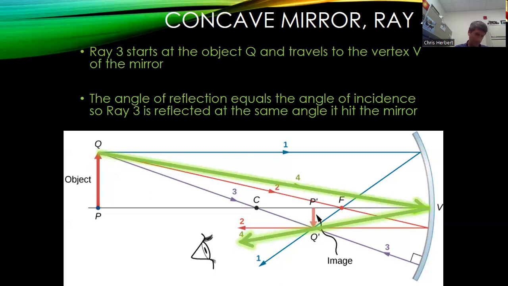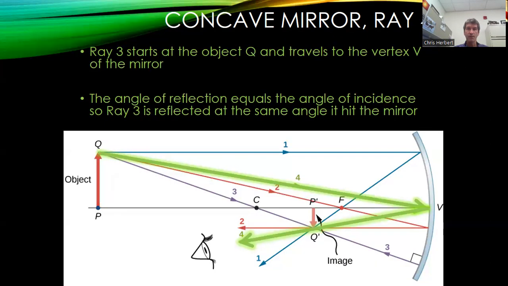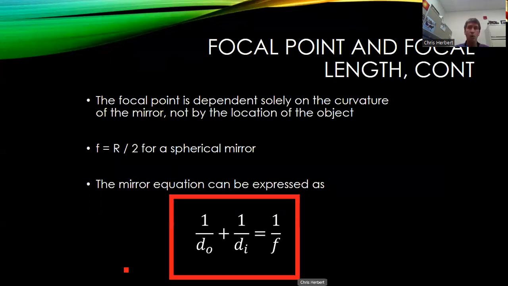Okay? So that's our ray diagram. Again, when we're locating an image, we can do it one of two different ways. In the previous case, we did it using a ray diagram. We can also determine the location of the image by using the mirror equation. Once again, it's 1 over the distance to the object plus 1 over the distance to the image is equal to 1 over the focal length.